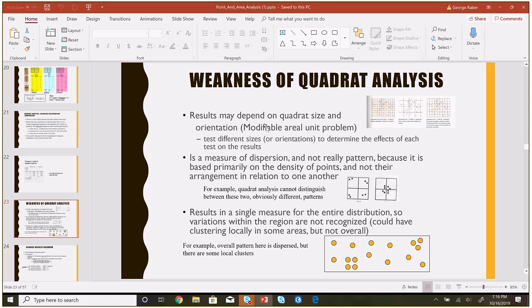And the same with the one we talked about last week, the average nearest neighbor distance. And then, of course, just like the global Moran's I that we've already talked about, it results in just a single measure for the entire distribution.